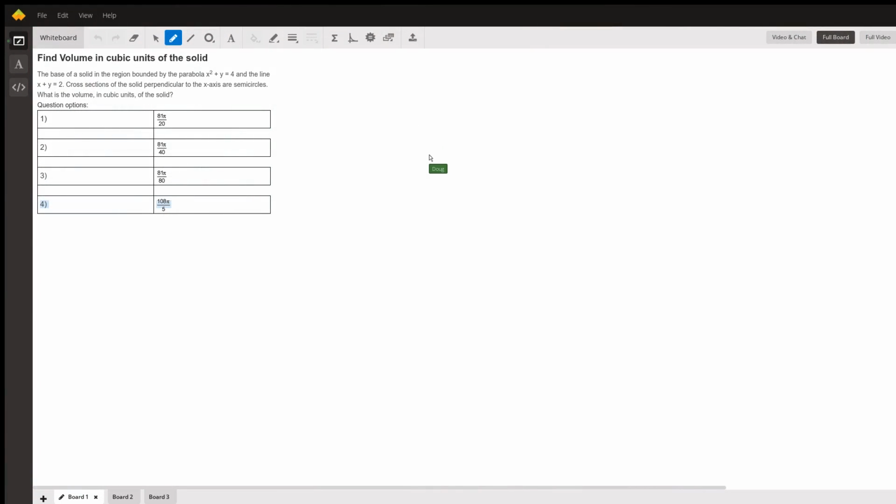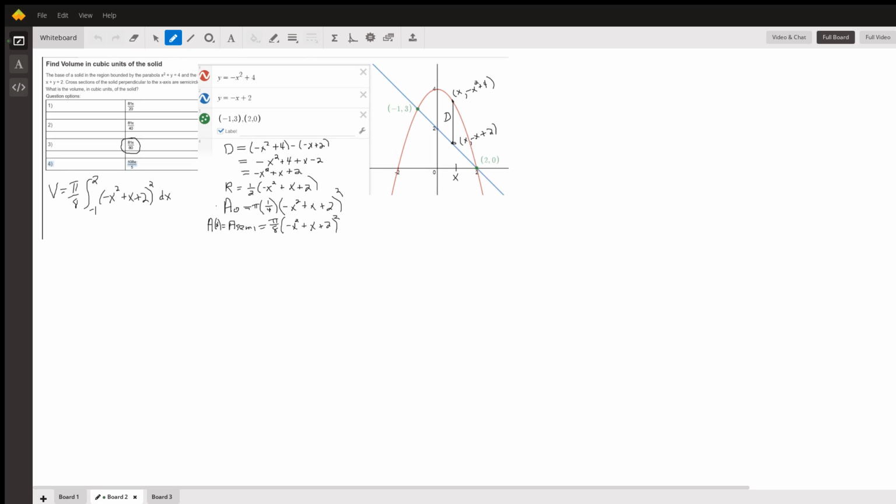Here's the problem as posed, and here's a picture of the situation. Here's the graph of y equals negative x squared plus 4, where I solved the original x squared plus y equals 4 for y, and also the line y equals negative x plus 2. You can find the points of intersection by using the substitution method. So the graphs intersect at (-1, 3) and (2, 0).